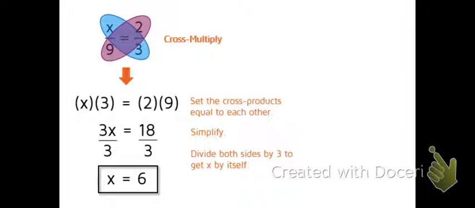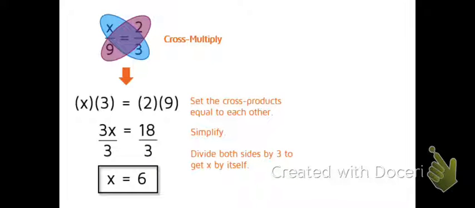Let's talk about solving proportions. So if you have two fractions that are equal to each other, like x over 9 equals 2 over 3, you can solve this by cross-multiplying, multiplying diagonally. So x times 3 is 3x, and 9 times 2 is 18.